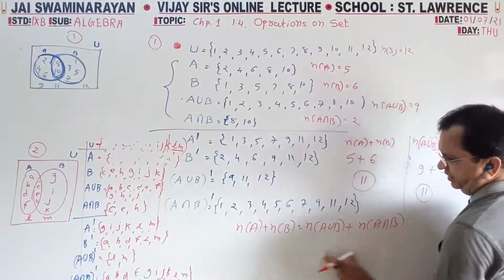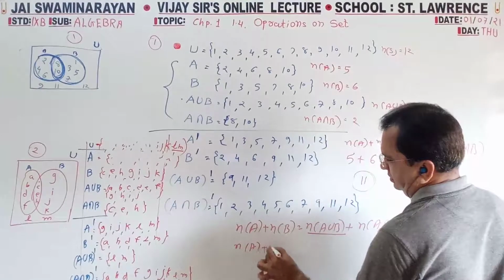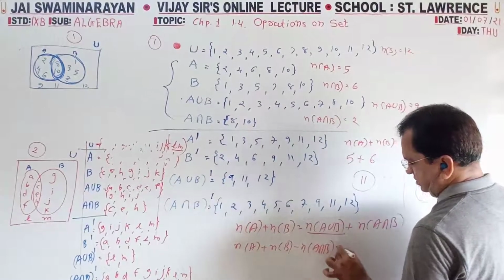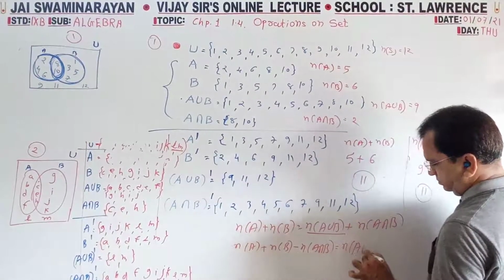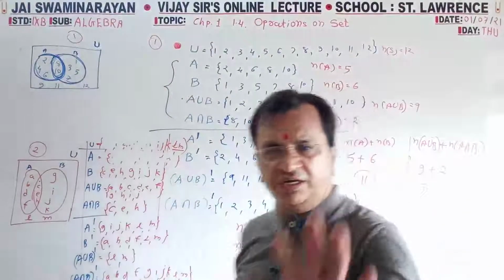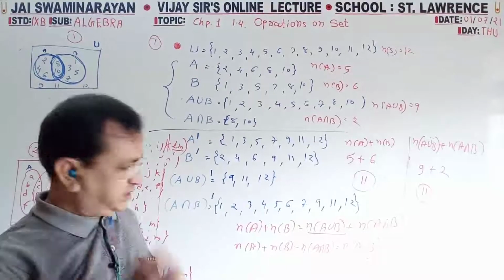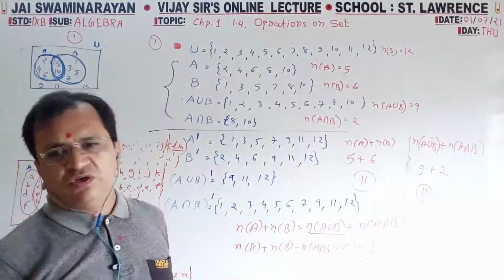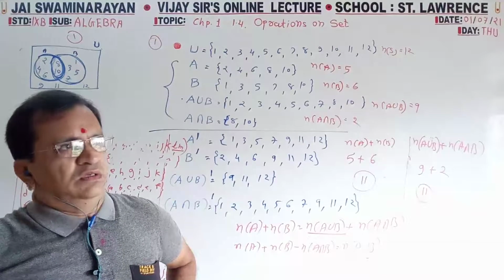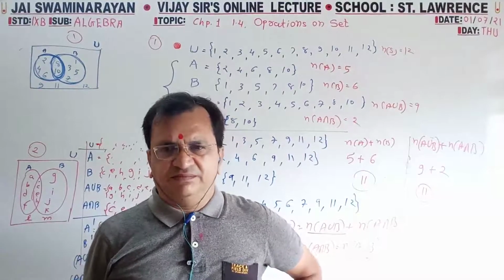So taking this to the other side, you will get union: number of A plus number of B minus number of A intersection B. So finally, number of union is equal to number of A plus number of B minus number of intersection. From the combination, remove the common thing, you will get union. Only word problems remain, that we will do in the next lecture.